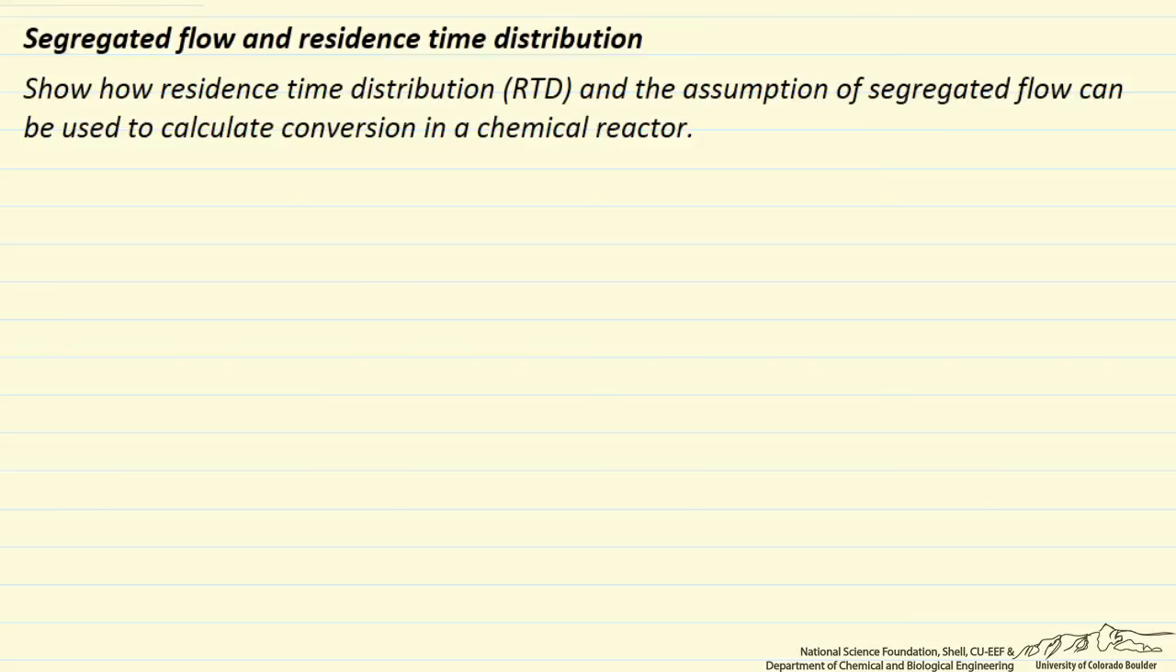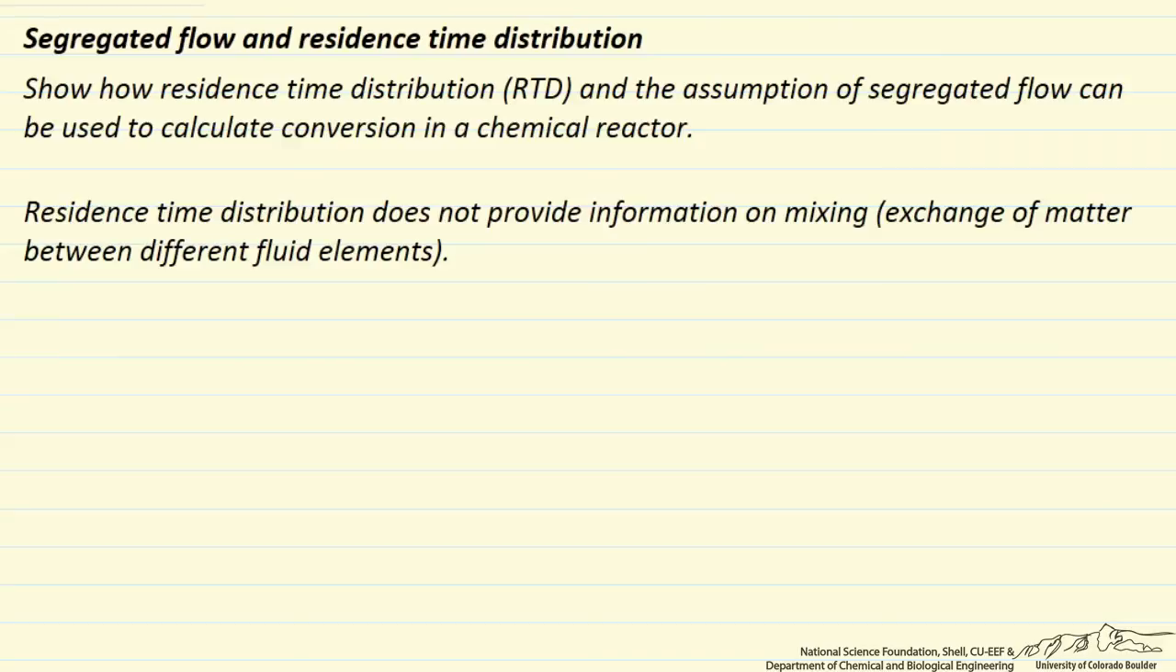An important thing to keep in mind when we're talking about modeling a reactor with residence time distribution is that the residence time distribution does not give us information on mixing, meaning exchange of matter between different fluid elements. So we can make an approximation of complete mixing, or an approximation of segregated flow, and they're going to give us the extremes of what the actual conversion is going to be.